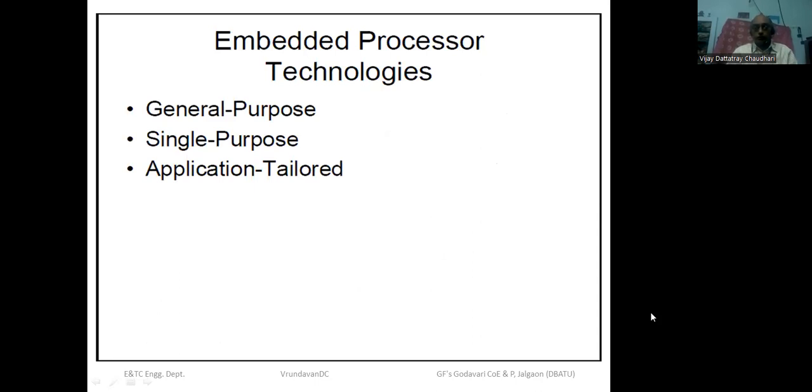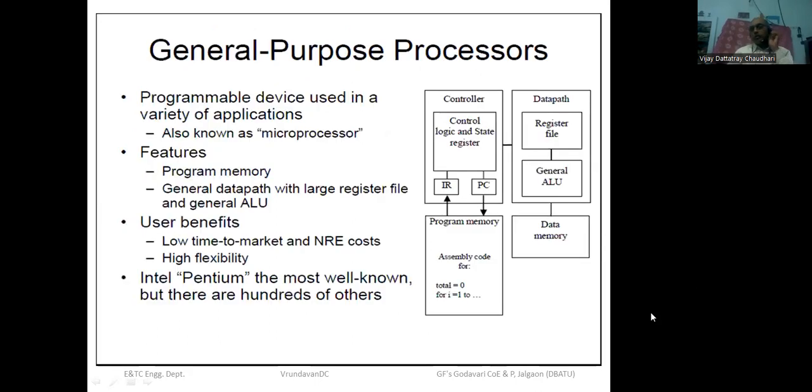Now, what do the embedded processors support? For embedded system development: general purpose, special purpose or single purpose, and application tailored. General purpose processors are programmable devices used in a variety of applications, also known as microprocessors, for example, Pentium. These have a controller, data path, program memory, and data memory. Program memory is the basic feature of the general purpose processor. The benefit of this is low time to market and NRE cost. Now, what are time to market and NRE cost? These are design metrics of the embedded system.